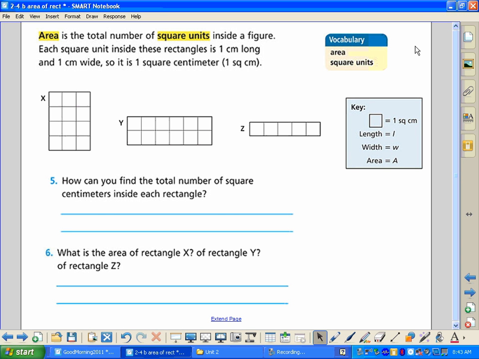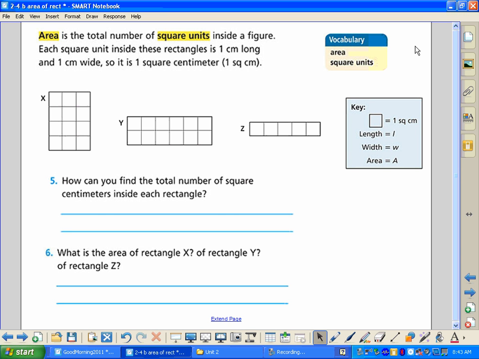What can we do? We've got a couple options. Katie, what can we do? Okay, we could count them, or what is another option? Multiply. Okay, so I could count them.